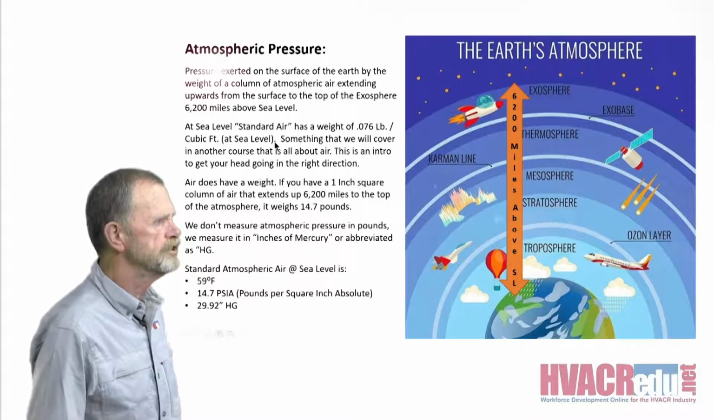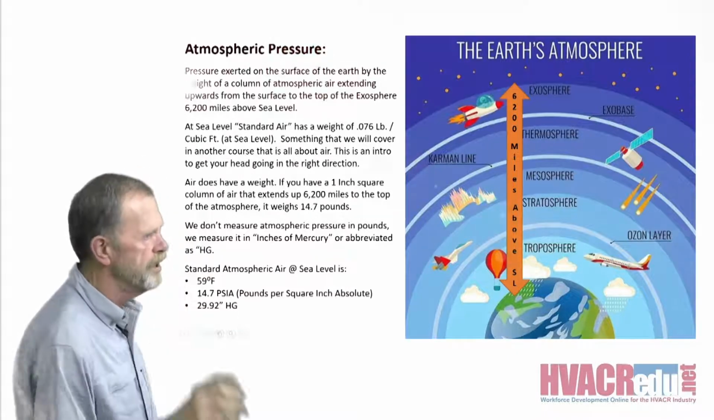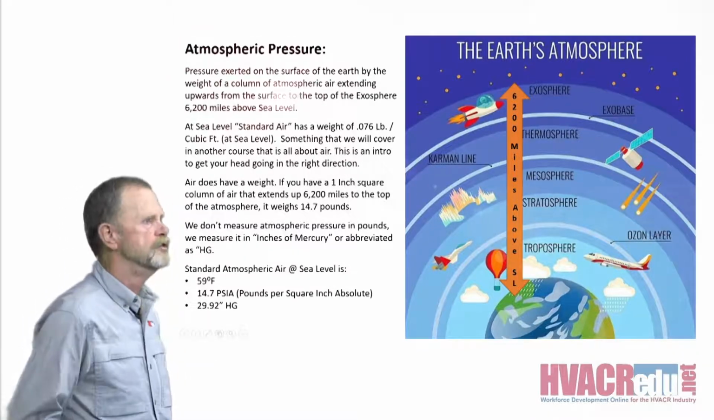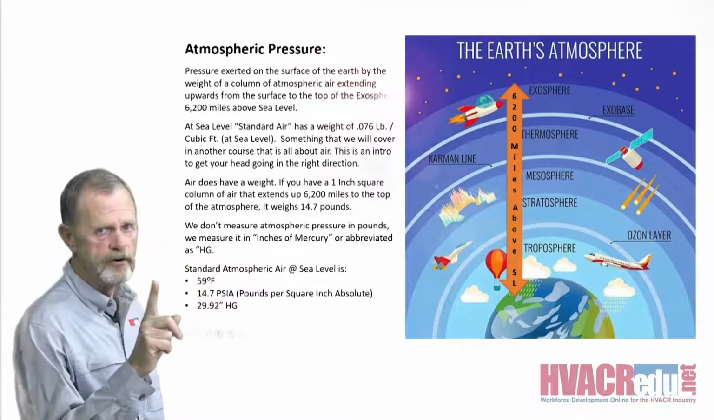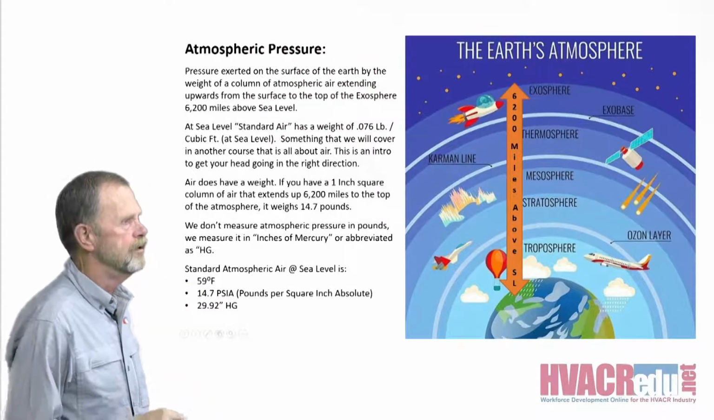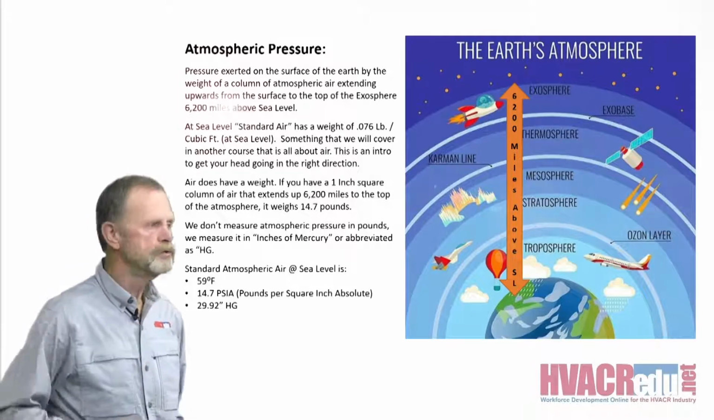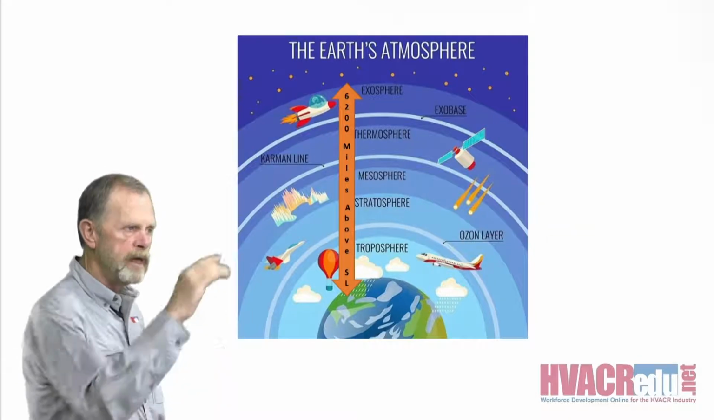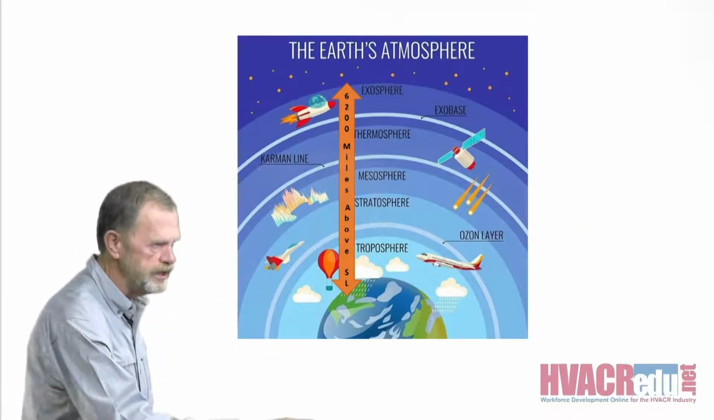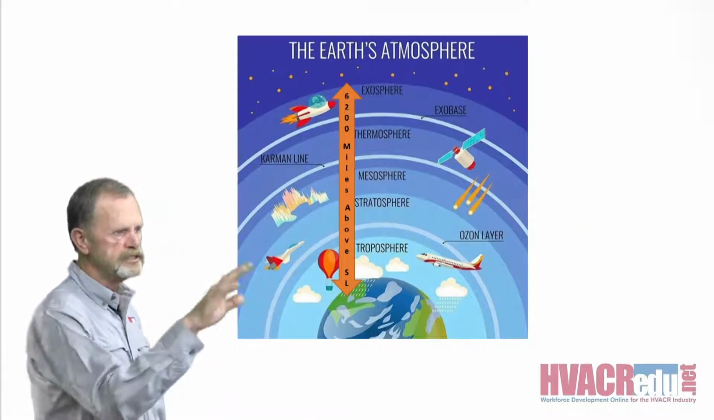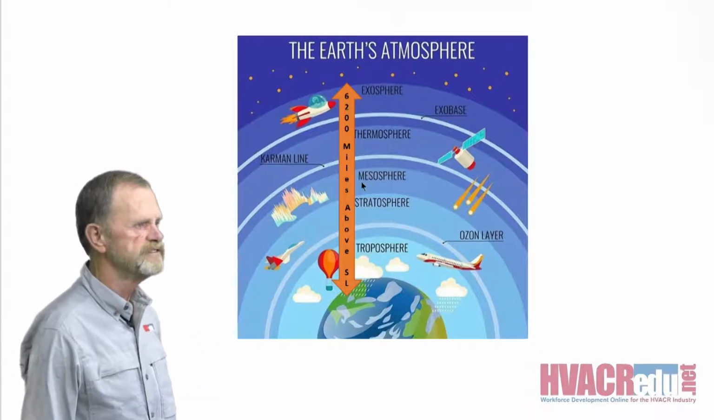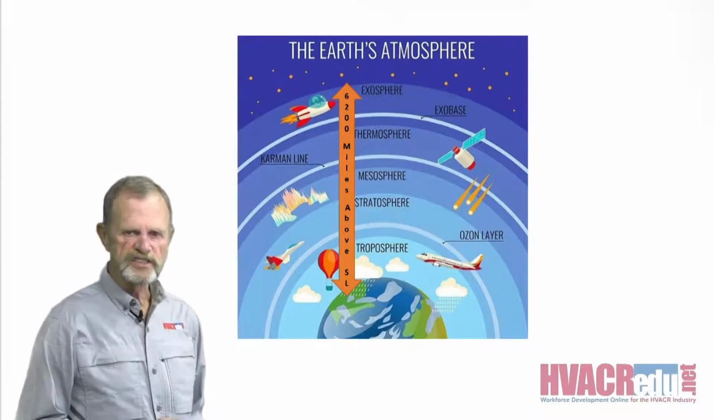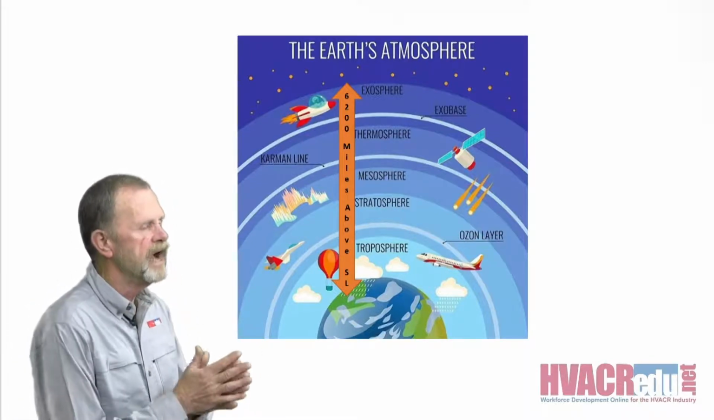So, pressure exerted on the surface of the Earth by the weight of a column of atmospheric air extending upwards from the surface to the top of the exosphere, which happens to be 6,200 miles above sea level. That's a long way up there. But in that exosphere, all the way down to the surface of the planet, you can see the different spheres. You've got the thermosphere and the mesosphere and the stratosphere and the troposphere. You've got all those different spheres of atmosphere.